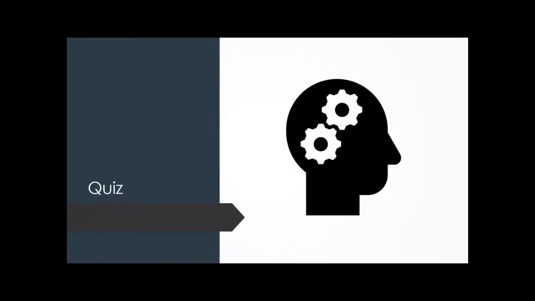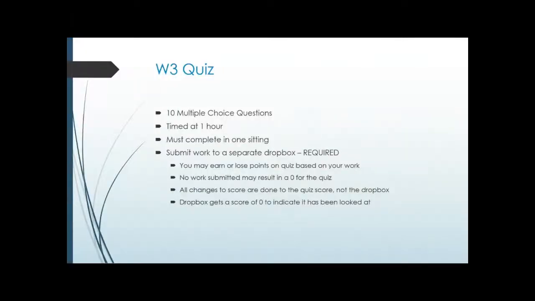So for the quiz, now that you've had one experience with a quiz, you're going to start getting used to how this works. There are 10 questions, timed at 1 hour, so you have to do them all in one sitting. Then you have to submit your work separately to a Dropbox. Depending on your work, you may earn or lose points. Very few people lose points. That's only if there's indication of cheating, essentially.